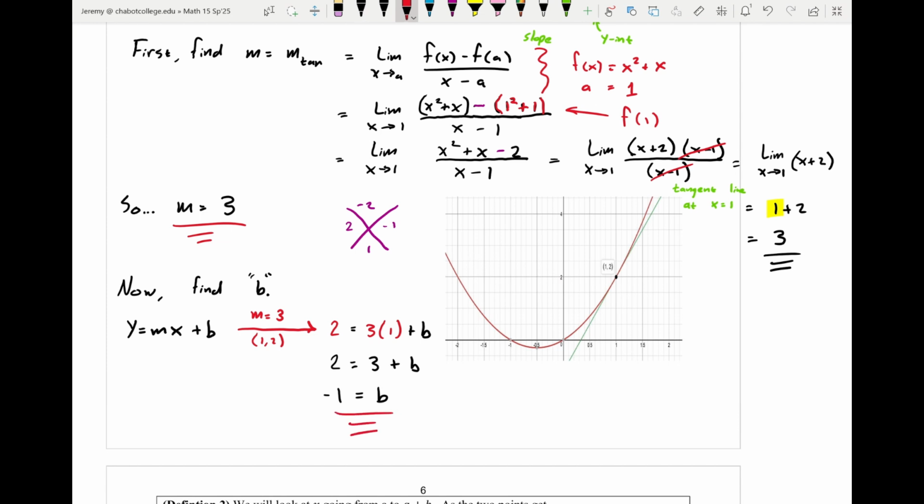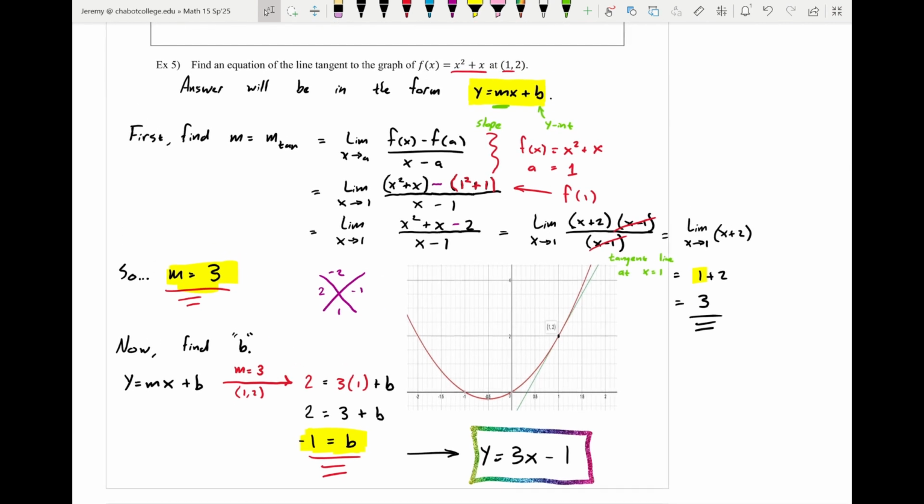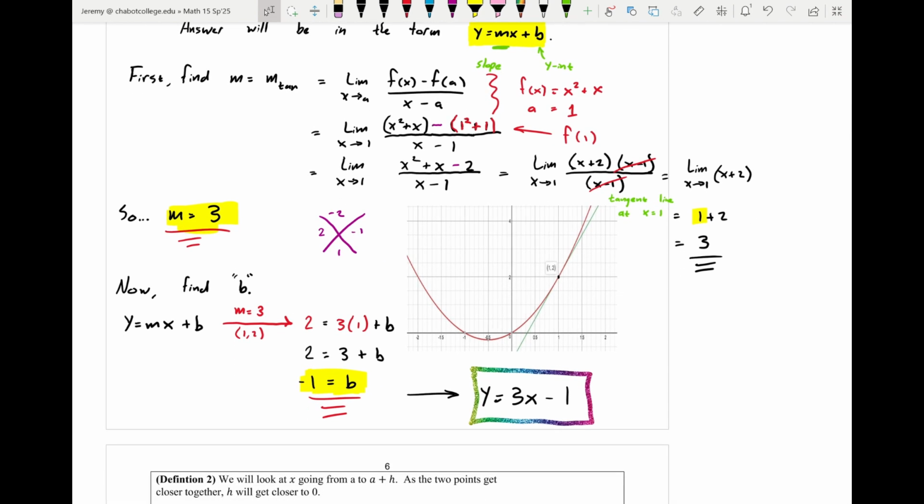Okay, so now I have those two things that I needed. I have the slope. I have that the y-intercept is equal to b. So I can finally give my answer. The equation of that tangent line is y equals 3x minus 1. Right, just plugging in 3 for m and negative 1 for b. So that's the equation to this green tangent line here.